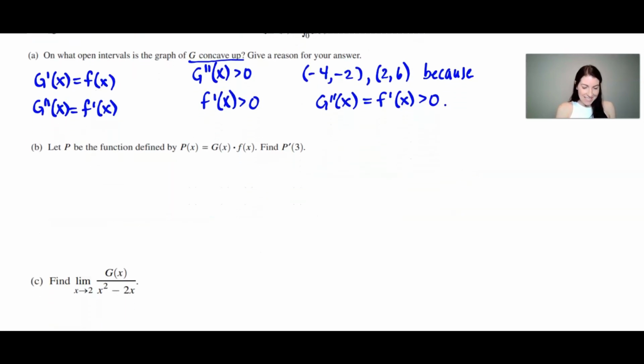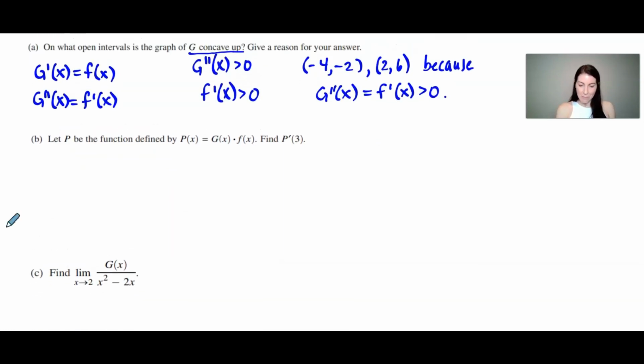Now on to part B. In part B, it says let p be the function defined by this product, and we are asked to find p prime of 3. What I like to do is first find p prime of x. I always like to find the derivative in terms of x first. And because I have a product, I need to apply the product rule. So that would mean I'm taking the derivative of g of x times f of x plus g of x times f prime of x.